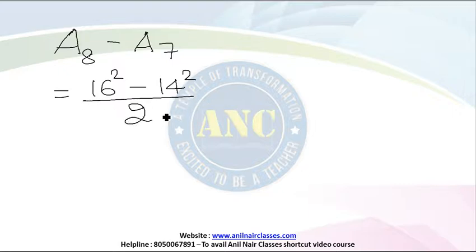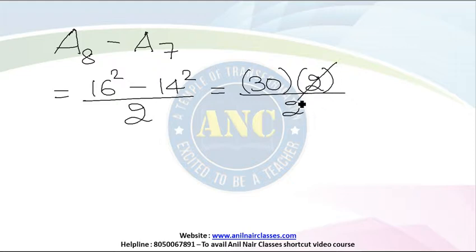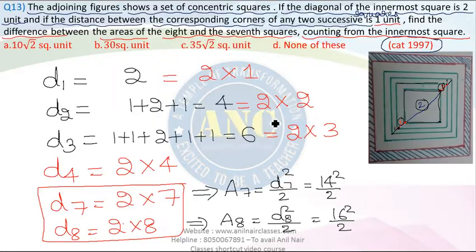So 1 by 2 is a common factor. This is nothing but a squared minus b squared, which is (a plus b)(a minus b). 16 plus 14 is 30. 16 minus 14 is 2, divided by 2. The difference is nothing but 30 into 1. The answer for this question is 30 square units.